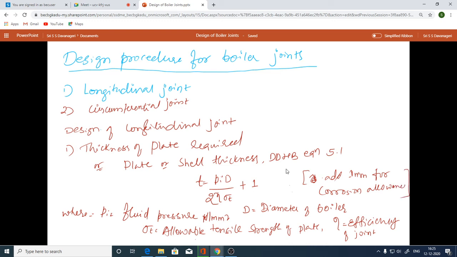Right. So now if they have not specified the efficiency of the joint, you need to select efficiency of the joint based on the type of joint they have specified, whether it is a double rooted lap joint or triple rooted lap joint, or a double rooted butt joint or triple rooted butt joint or single rooted butt joint. Or you can select efficiency based on the diameter of pressure vessel also.